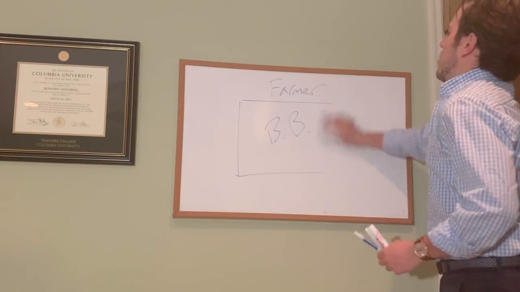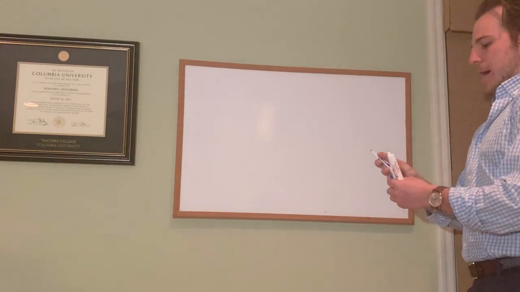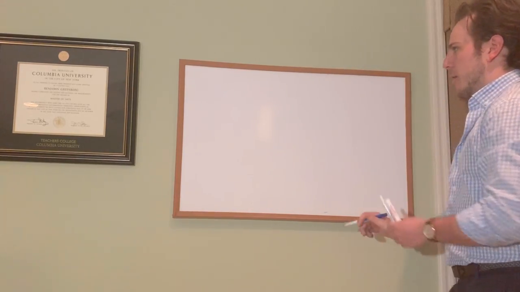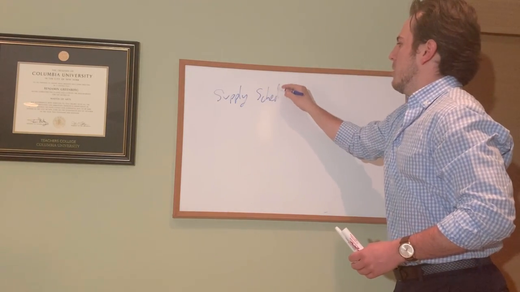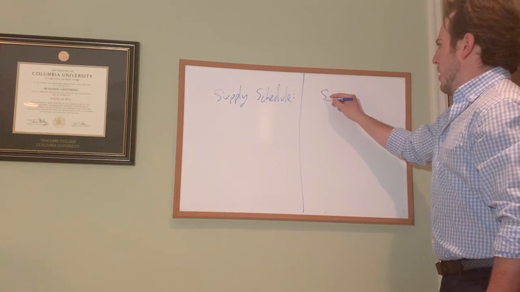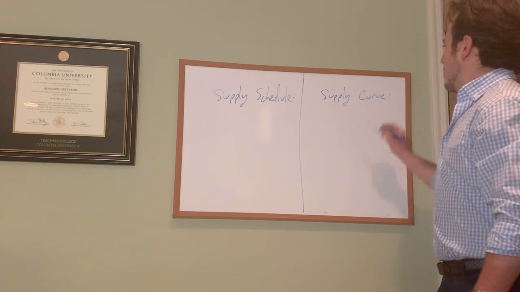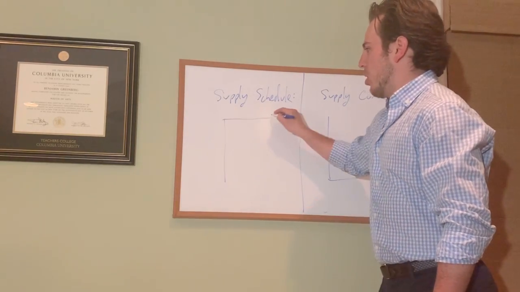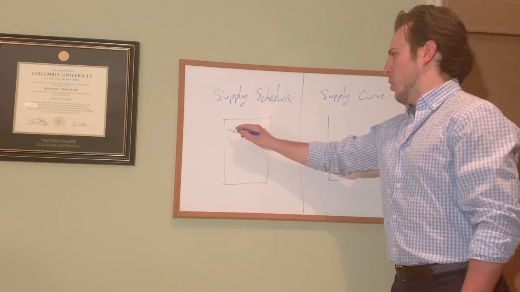Okay, so let's plot this on a curve. Plot this on the graph here. So first of all, there's something called the supply schedule and something called the supply curve. The supply schedule we'll put over here, and the supply curve we'll put over here. Okay, so the supply curve is going to be on a graph, right? And the supply schedule is going to be on a chart. That's literally the only difference. They give you the exact same information. You're just looking at it in different ways, okay?